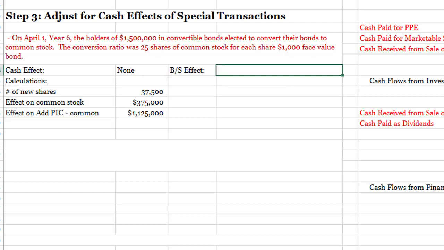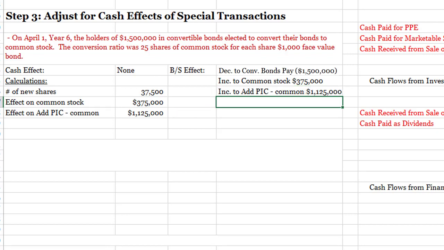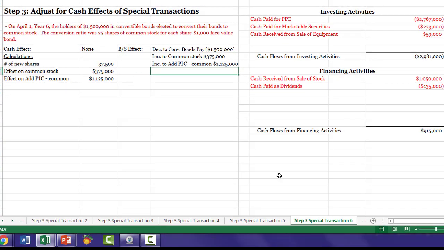And with these numbers, I now know what's going on with my balance sheet accounts. I know I've got a decrease to convertible bonds payable. I have an increase to common stock, 375,000, and I have an increase to additional paid-in capital common stock, 1,125,000. And that's all I have to do with this special transaction because there is no cash effect, so there's nothing to put over here in my worksheets.